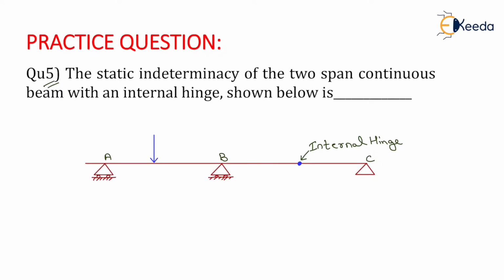The question is written as: the static indeterminacy of the two span continuous beam with an internal hinge shown below is. Here a continuous beam ABC is shown. Span BC will carry an internal hinge which is shown here, and the whole beam is subjected to vertical loading that is shown here. Now we need to determine the total degree of static indeterminacy.